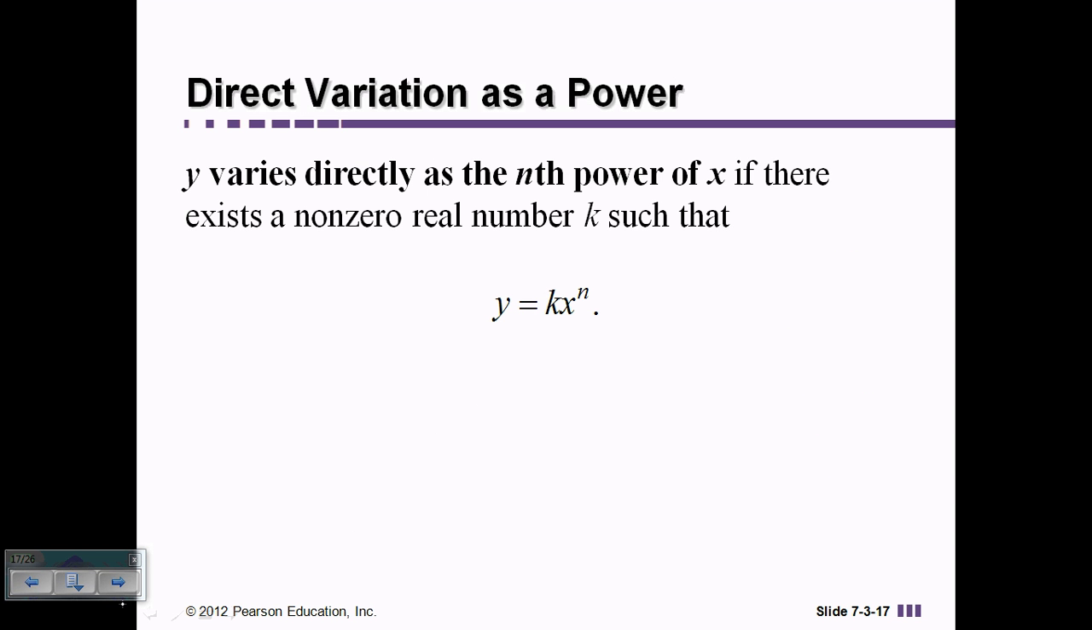Now there's also a direct variation as a power problem, and that's referring to if it starts talking about y varies directly as the second power of x or the third power of x or something. And then again we have a formula, y equals k times x to the nth power, whatever that nth power is. So again, as soon as you see a problem that says it varies directly as the fourth power of x, then you'll go to this formula.